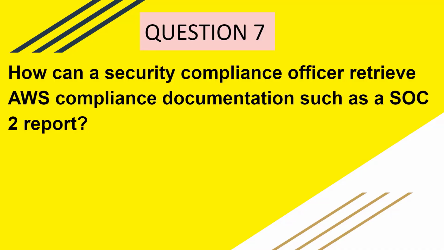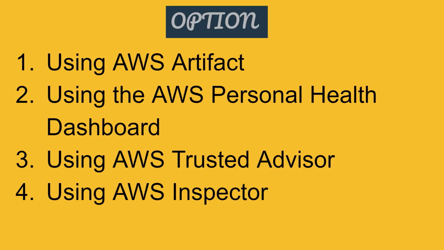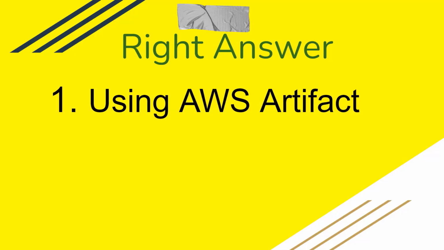Question 7. How can a security compliance officer retrieve AWS compliance documentation such as a SOC 2 report? Option 1. Using AWS Artifact. 2. Using the AWS Personal Health Dashboard. 3. Using AWS Trusted Advisor. 4. Using Amazon Inspector. Right answer is 1.